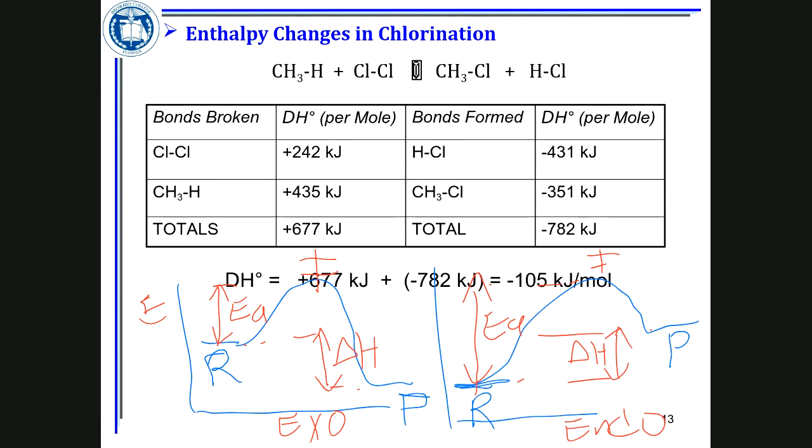For an exothermic reaction, products have less energy than the reactant. For an endothermic reaction, products have higher energy compared to the reactant. The transition state for an endothermic reaction is closer to the product. The transition state for an exothermic reaction is closer to the reactant. So this is not a very challenging chapter.